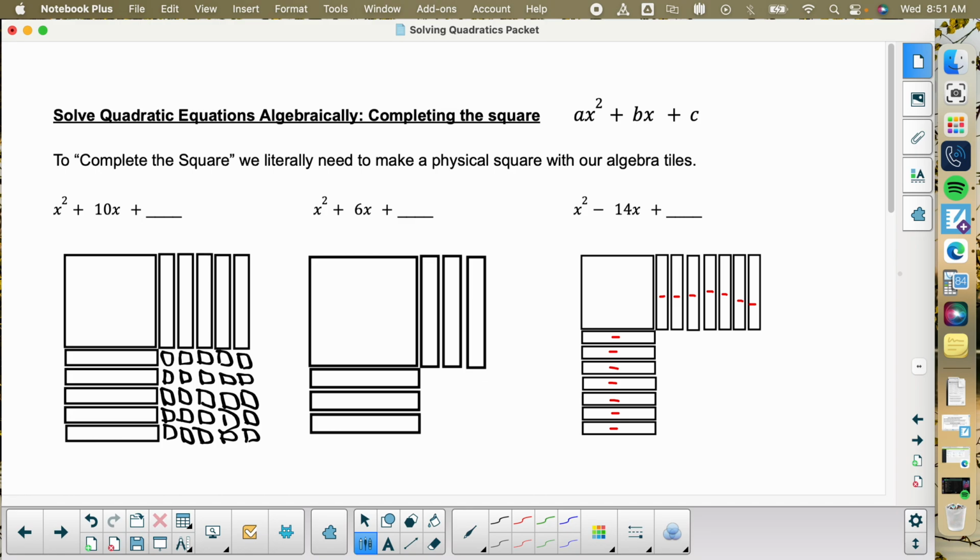There are going to be 25 little squares. Now, if I would have not used the picture, we would have cut 10 in half and made it 5. And we would have squared it and got 25. And we would be able to factor this as x plus 5, x plus 5, x plus 5 squared.